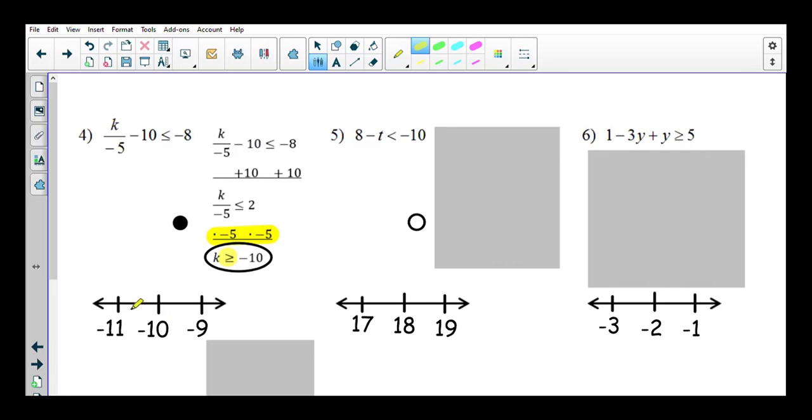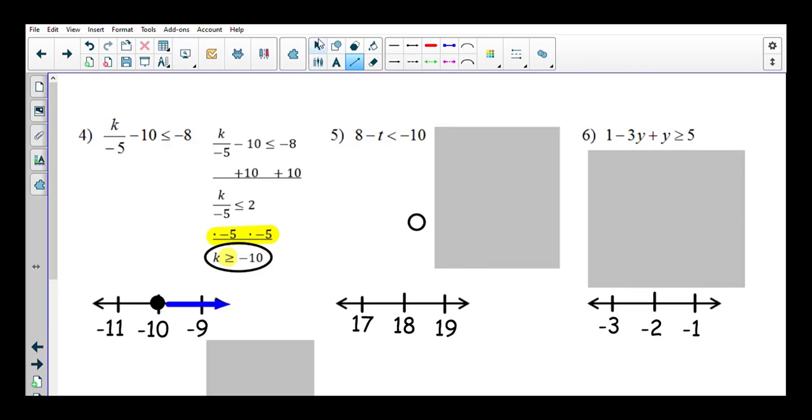Put our numbers in order from least to greatest: negative 11, negative 10, negative 9. This one is a closed circle because it's greater than or equal to. And since it's greater than or equal to, we are going to shade to the right. Just like this.